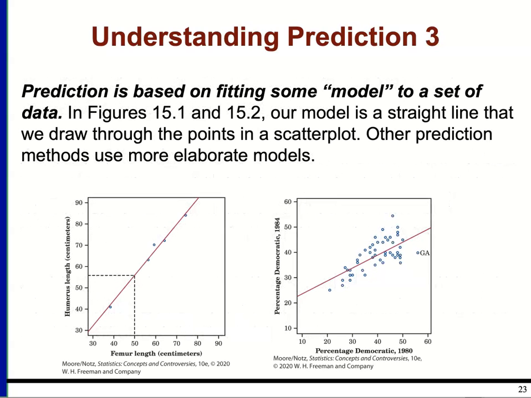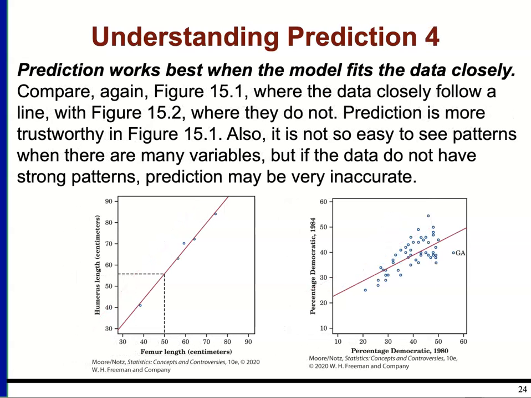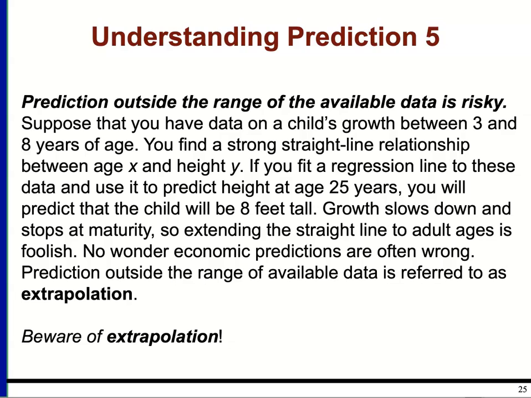So taking a look at these two examples, we're trying to fit a model to our data. The straight line model on the left is excellent. The straight line model on the right is not nearly as good. So your prediction is going to work the best when the model fits the data closely. So you would feel comfortable with the prediction in the left model far more than you would feel comfortable with the prediction on the right model. If your variables don't have strong patterns, the predictions aren't going to be very accurate.